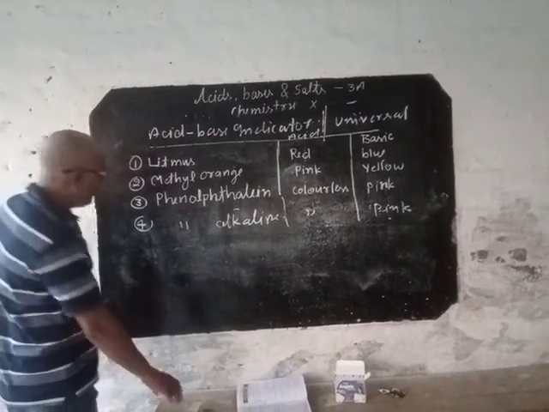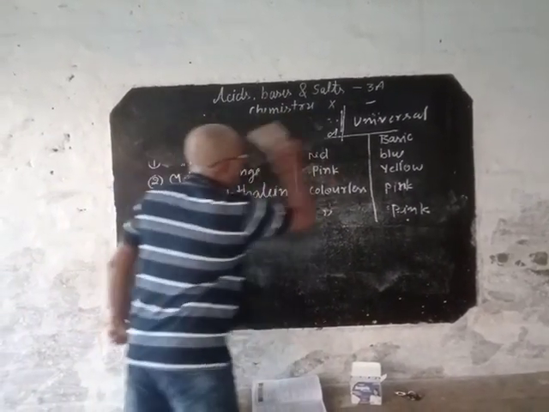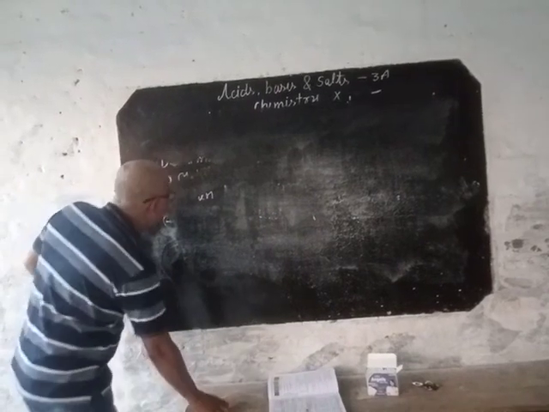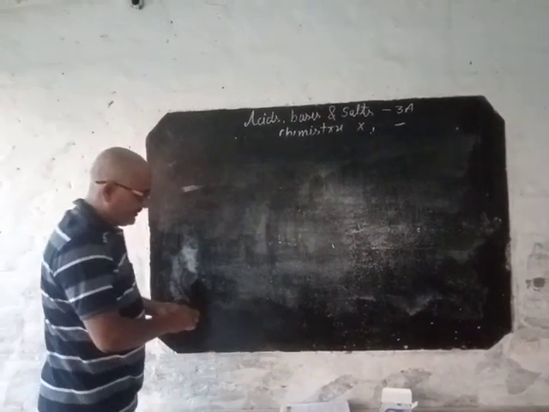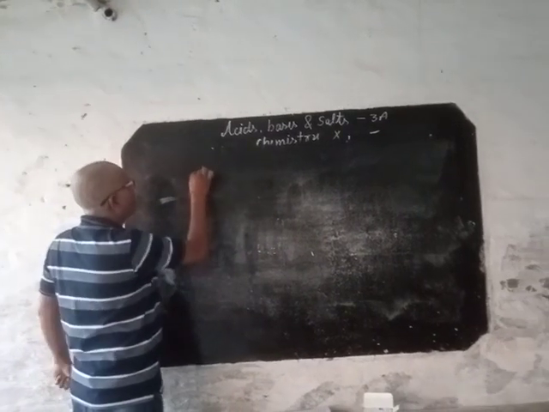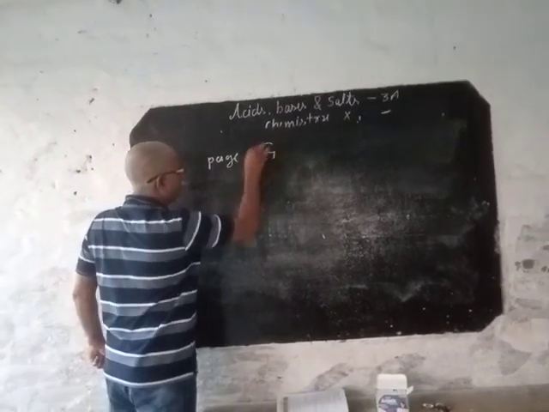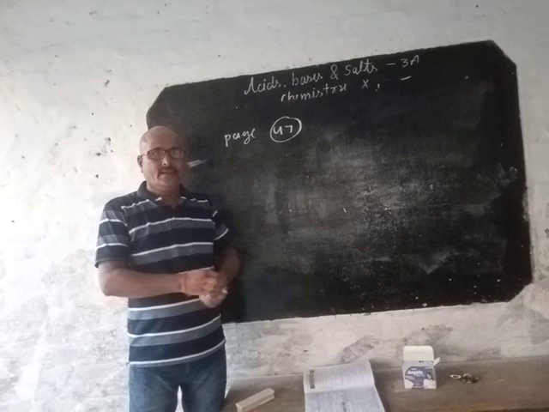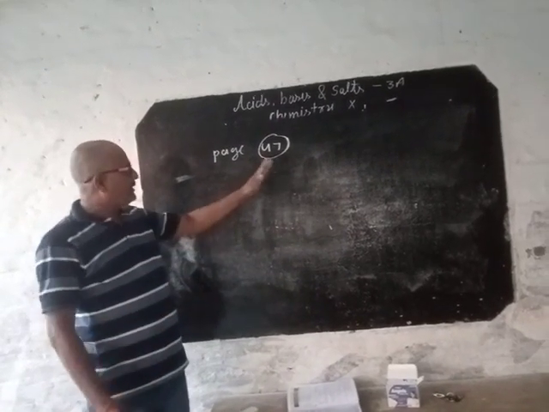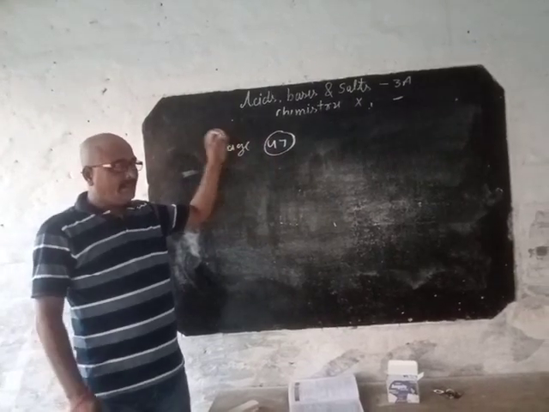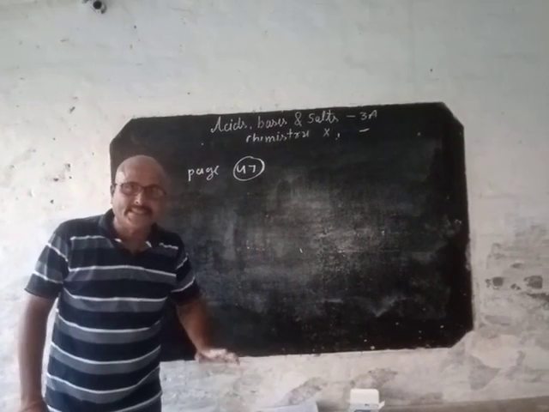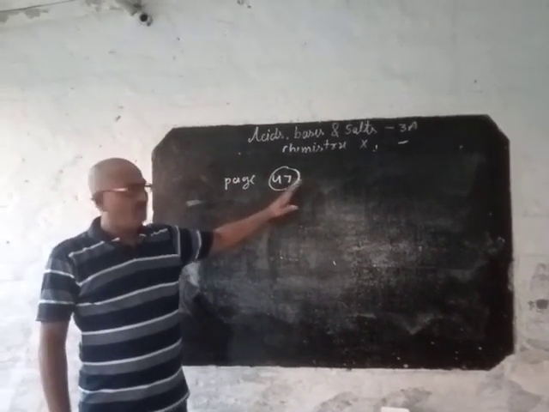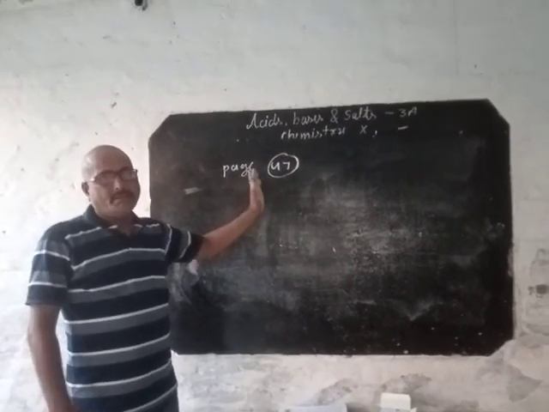Now page number 47, where some uses of acid indicators and pH value are given. In agriculture, the farmers, mostly the people who have knowledge about farming, know whether their soil is acidic or basic. According to that, they grow different grains in that field, which are suitable for acidic medium or basic medium.